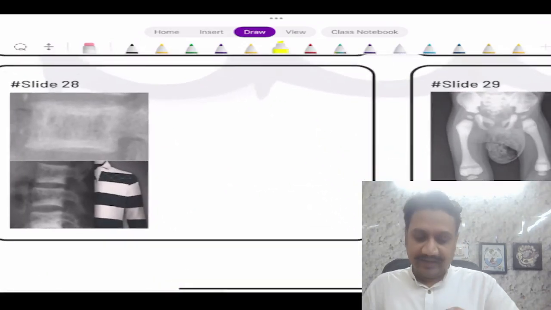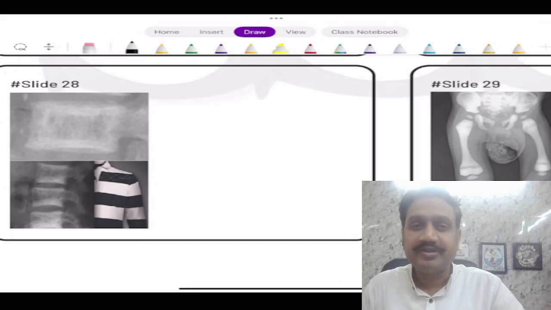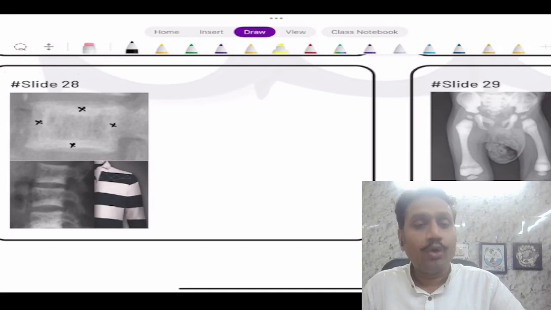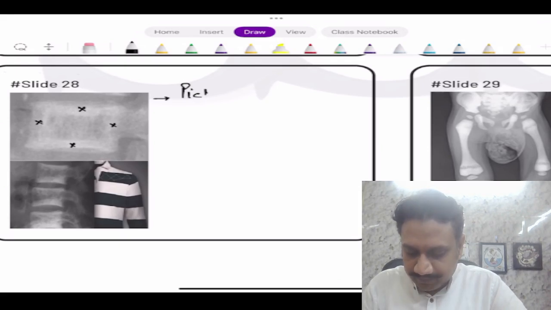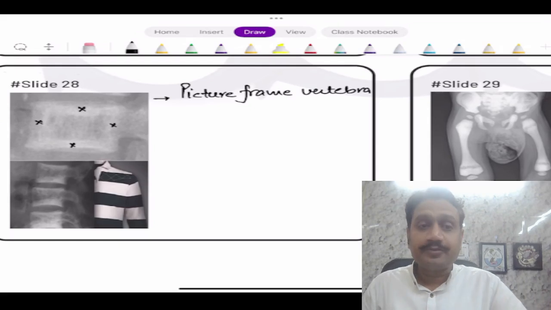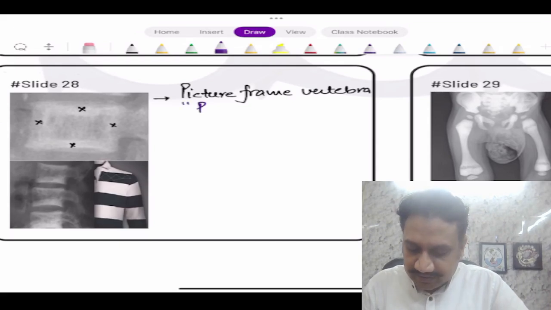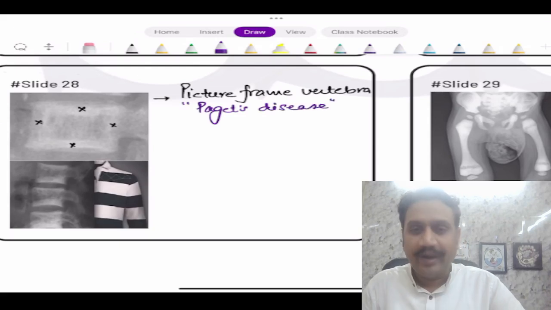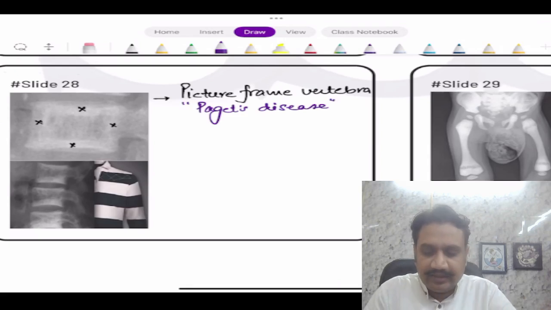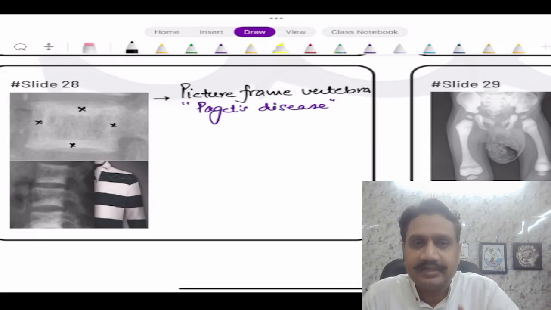Another one from the vertebral area: if you get this kind of picture in your exam, where you can see whiteness all around the vertebral body, what do you call that? This kind of presentation is called picture frame vertebra. Where do we see this picture frame vertebra? This is seen in Paget's disease. So in your exams, if you find one white vertebra with all four margins white, then it has to be picture frame vertebra, which is typically seen in Paget's disease, right?